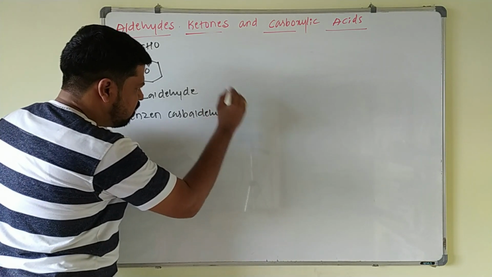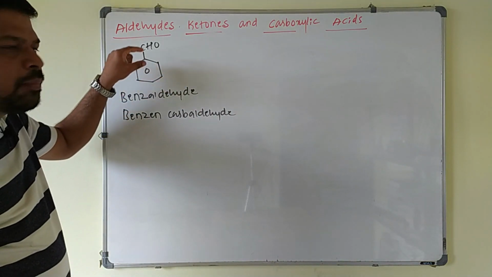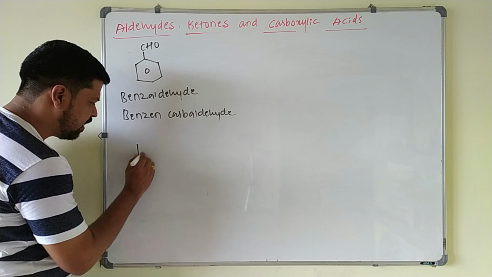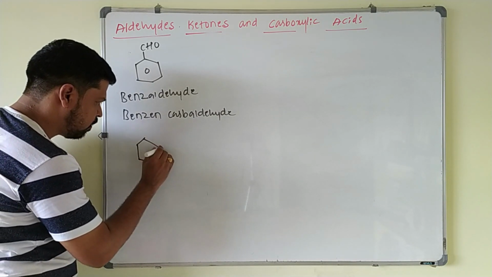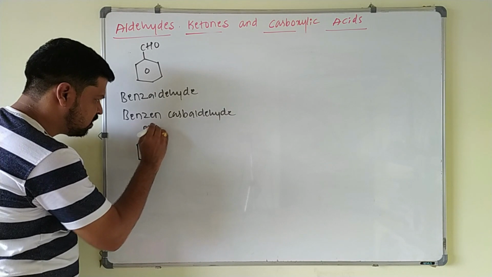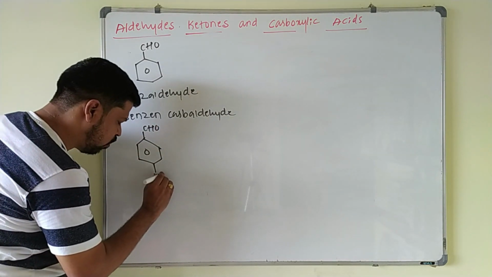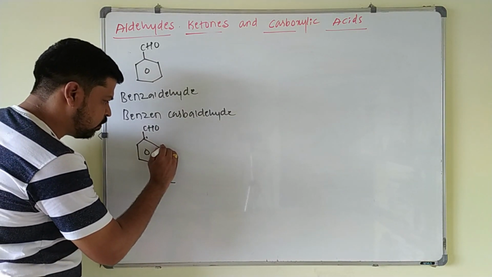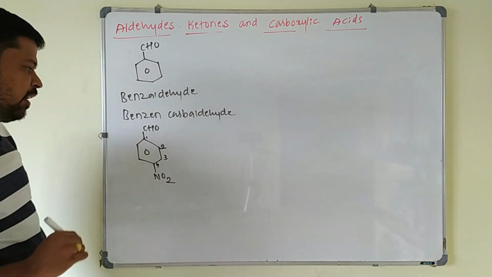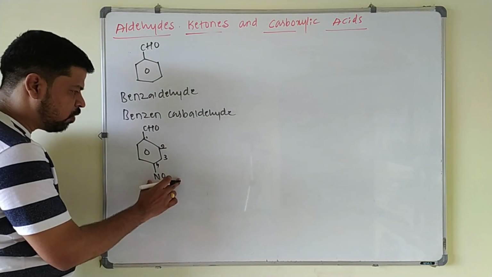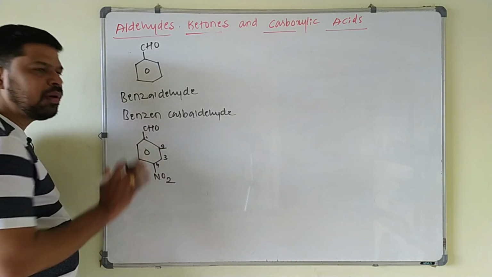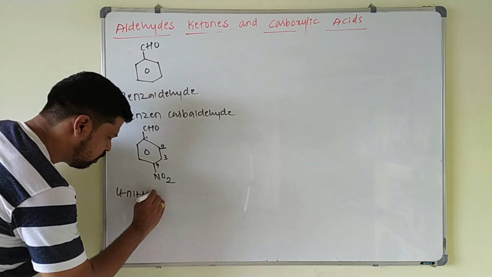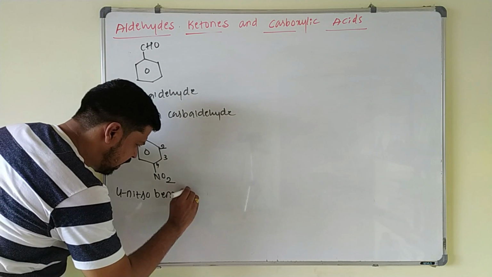Benzene carbaldehyde. And if any other substituents are present on the benzene ring, they are named as a derivative of this benzaldehyde. For example, if I take this, this is your benzaldehyde, here CHO, and if I attach one nitro group here, numbering is always done from the carbon to which the aldehyde group is attached. This is 1, 2, 3 and 4 it is. So it is called what? 4-nitrobenzaldehyde, 4-nitrobenzene carbaldehyde, you can call it like this, 4-nitrobenzaldehyde.